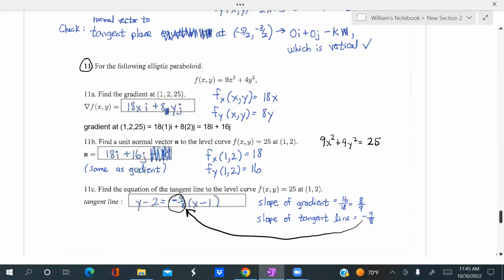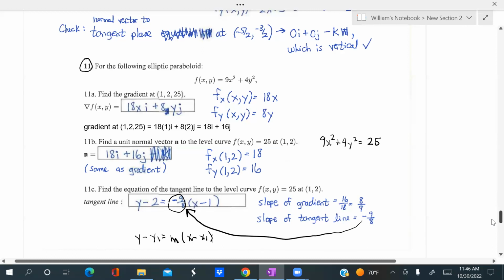So that's what's going to go into my point slope form for the equation of this tangent line. Remember, point slope form: you have y minus y1 equals m times x minus x1, where m is the slope and x1, y1 is a point on the line. Well, 1, 2 is the point on this line, because the tangent line has to go through this point on the curve. And then the slope, as we discovered, is minus 9/8, the negative reciprocal of the gradient slope.